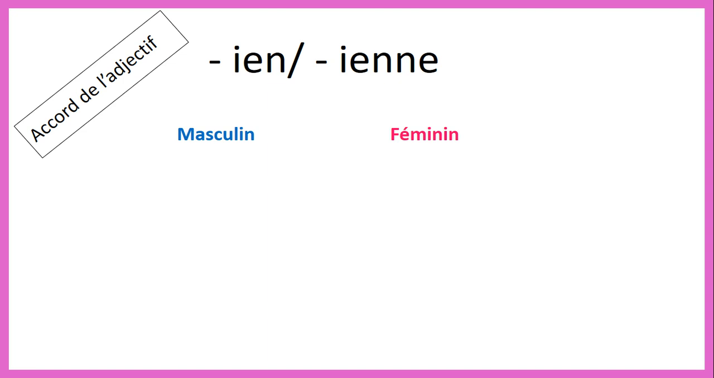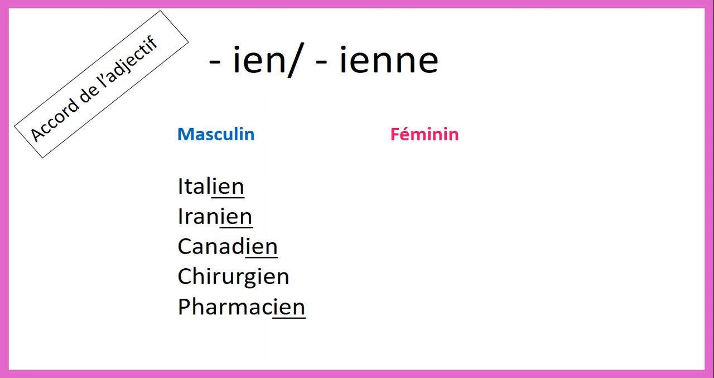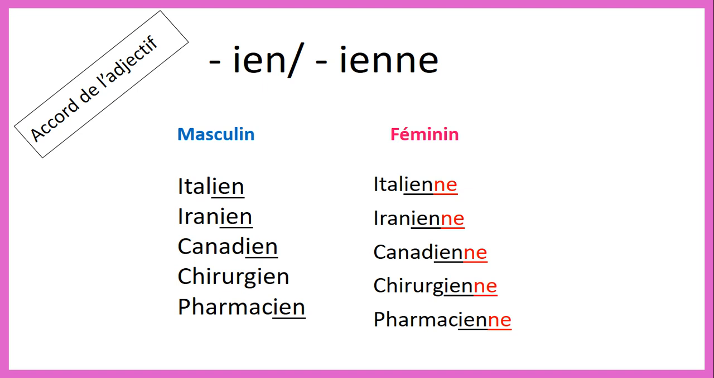Let's jump to another type of adjective. Some of them end in E-E-N. For those, to make it feminine, we add another N and an E at the end, which will change the pronunciation as well. Look at these adjectives and the feminine of them. We're going to pronounce each of them from top to bottom.